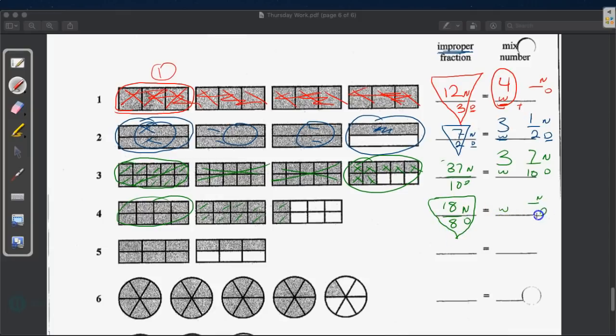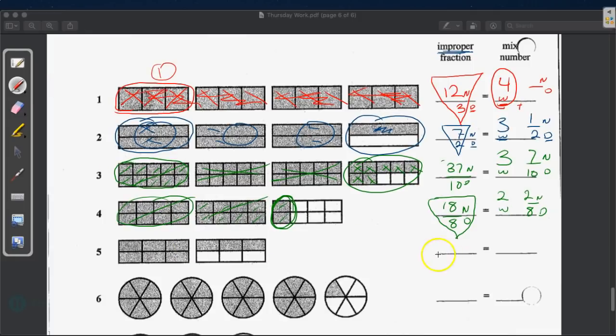Now your mixed number. You have 1 whole group, 2 whole groups. Your denominator again is still 8. Now count in the last picture how many pieces are shaded in. 2. 2 and 2 eighths. There's your mixed number.